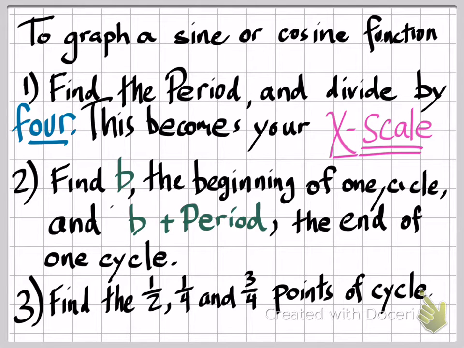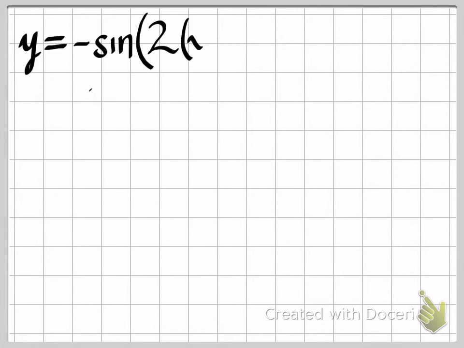That first tip, number 1 there, is tremendously helpful. But the 5-point method is also a very useful and simple way to graph these functions. Let's take a look at an example of sine. And I've got one with a lot of stuff in it to think on there. Negative sine of 2 times x minus pi over 4, plus 1.